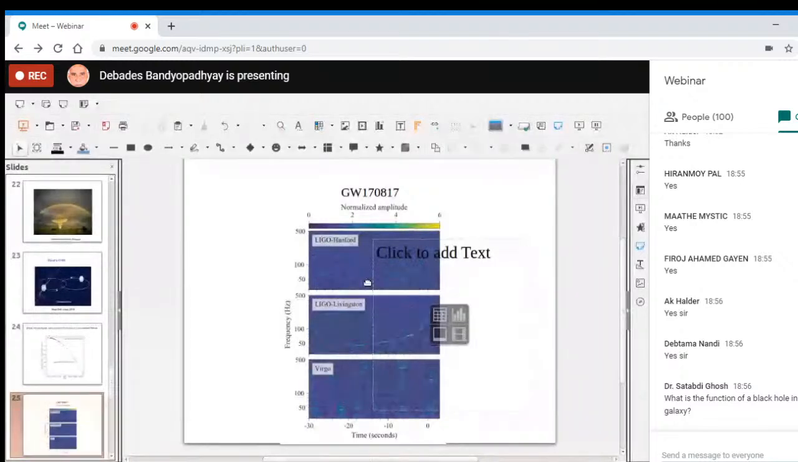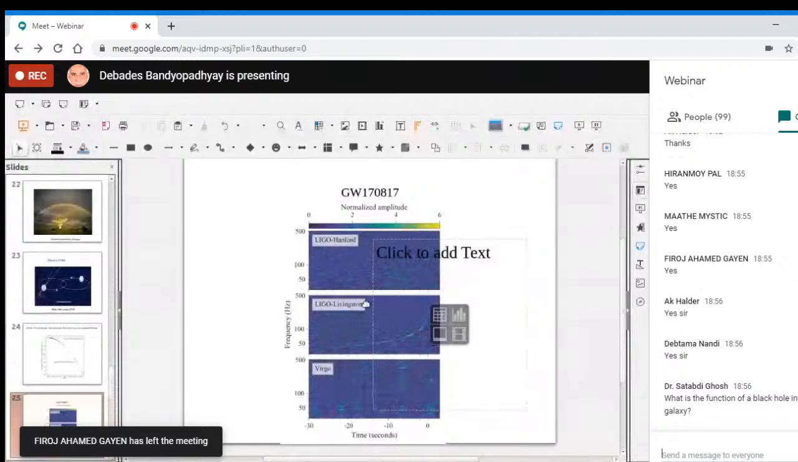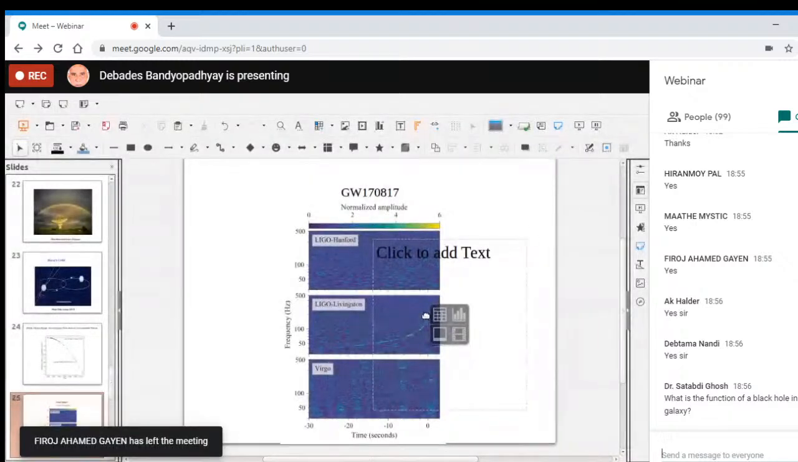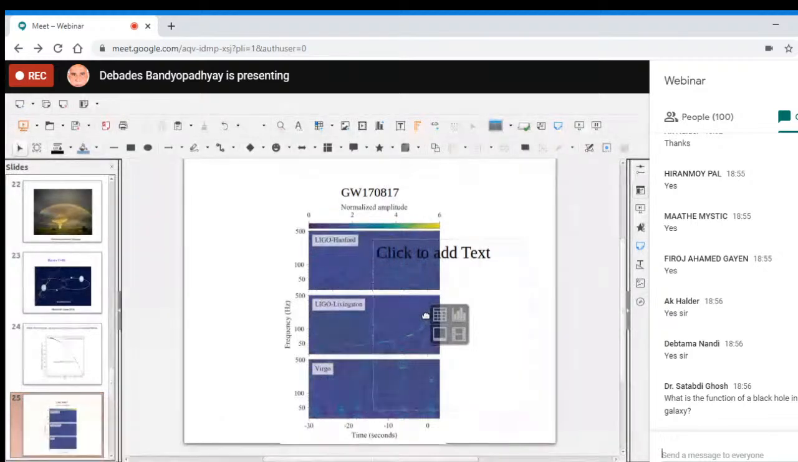And this signal is best noted in the middle figure. When the signal is maximum, and because it was recorded for almost 100 seconds, that means it is approaching the merger, when these two merge. And as a result, these gravitational waves were produced and they were detected from the Earth.